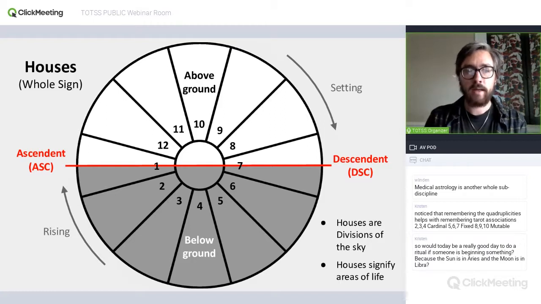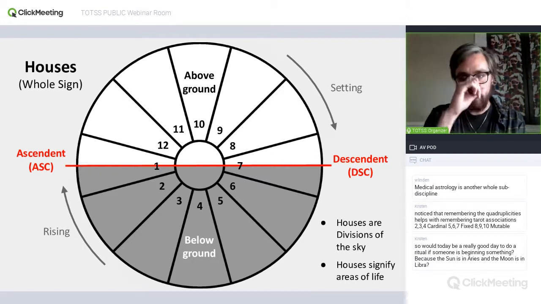So whichever sign is on the ascendant, often abbreviated as ASC or sometimes just AC or sometimes just AS, that's the ascendant, right? That's the eastern horizon. So whatever sign is intersecting with the eastern horizon, that's the sign that's rising up over the eastern horizon at the current moment. And so in the whole sign houses, that entire sign of the zodiac is the first house. So if Cancer is rising, Cancer is the first house, and then Leo would be the second house, Virgo would be the third house, and so on.